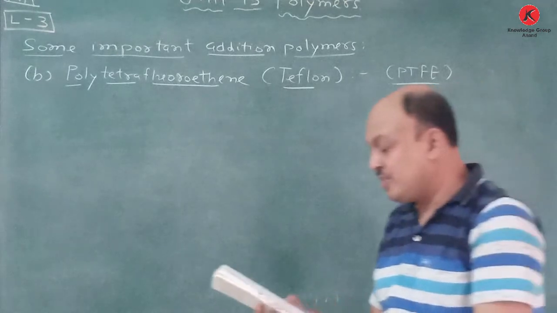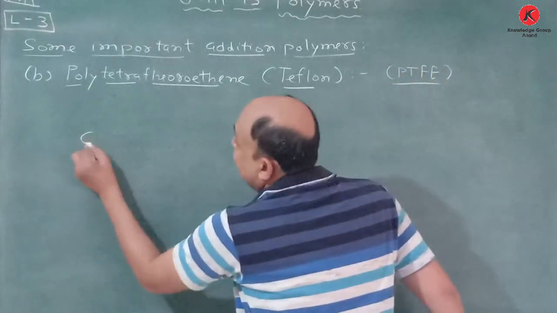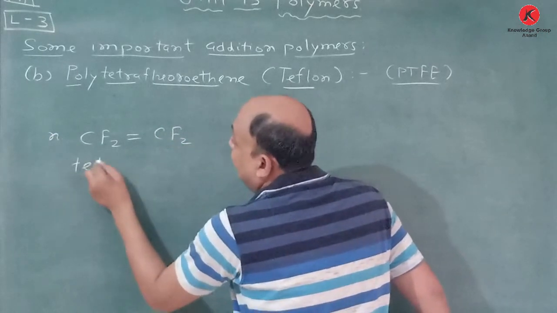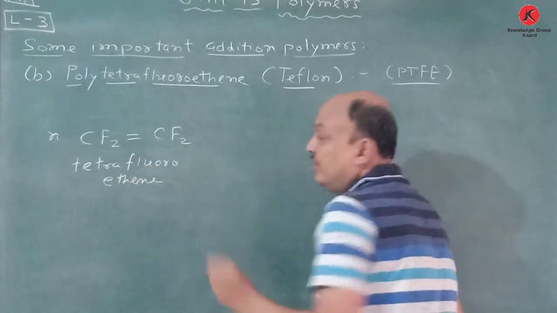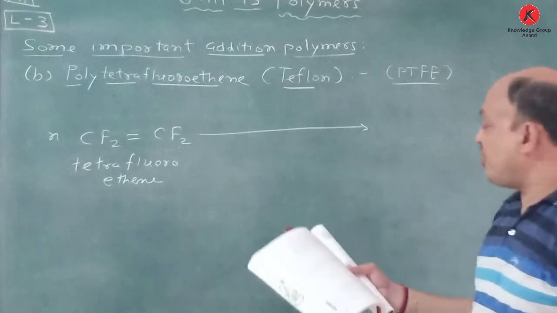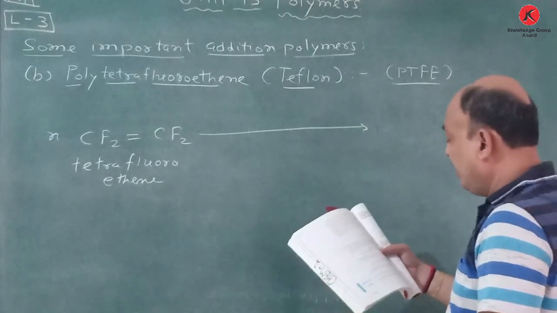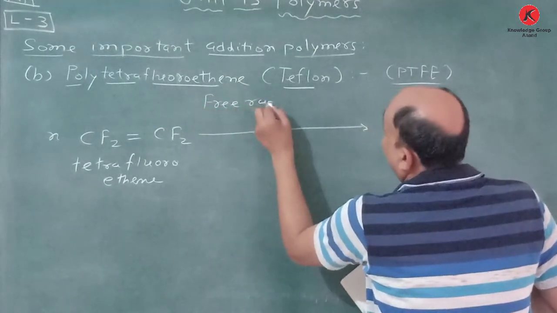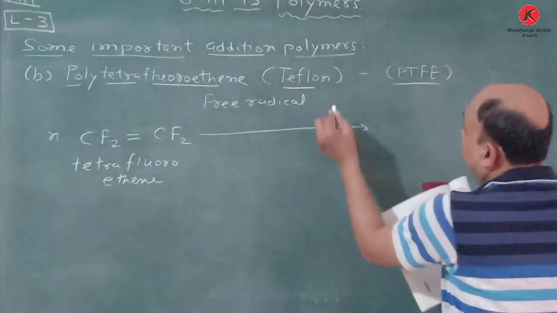Remember, here the monomer is very important. Teflon is manufactured by heating tetrafluoroethene, that means CF2=CF2, a number of molecules of tetrafluoroethene, which undergo addition polymerization reaction with a free radical or persulfate catalyst.